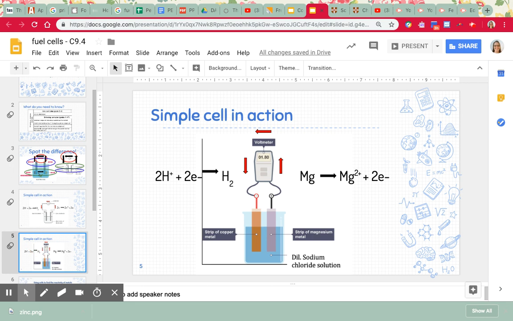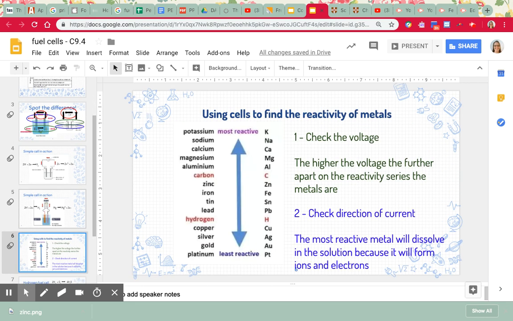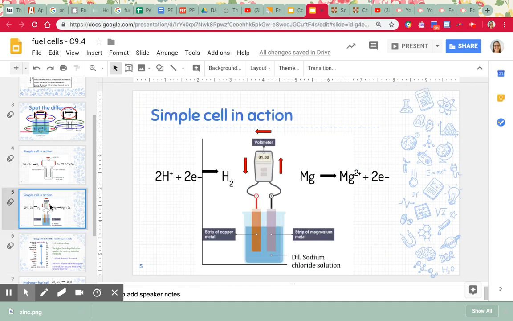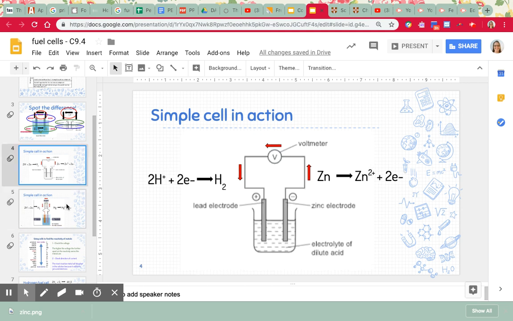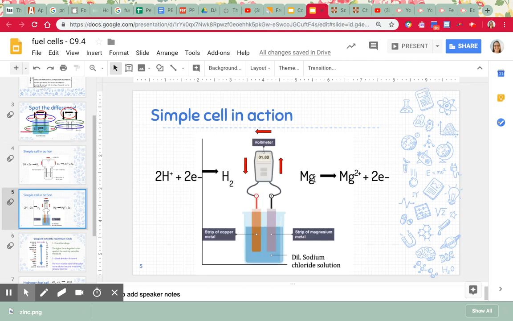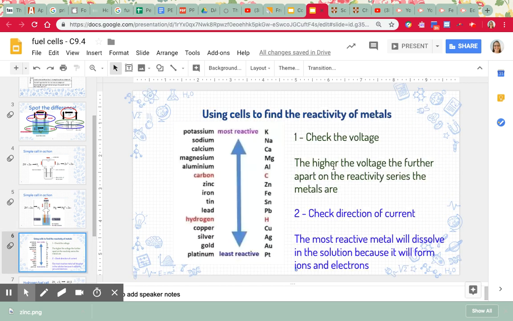Now, very often the exam board will ask you, how could we use a simple cell like this to check the reactivity of the metal? So for example, how could we check whether zinc was more reactive or less reactive than magnesium? There's two ways that you can do this. Number one is to check the voltage.